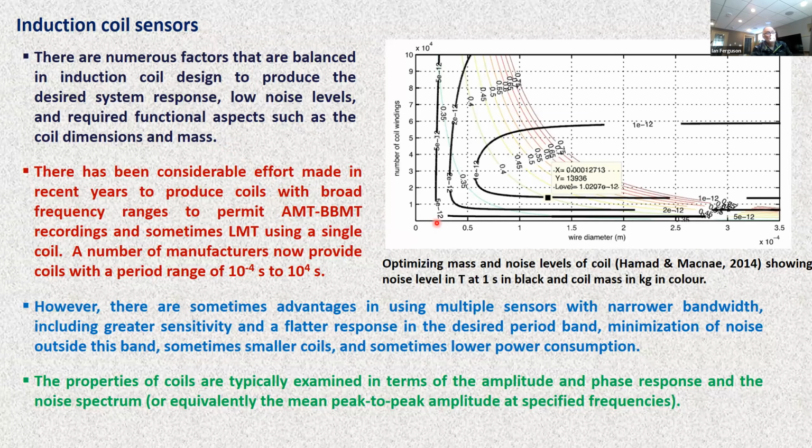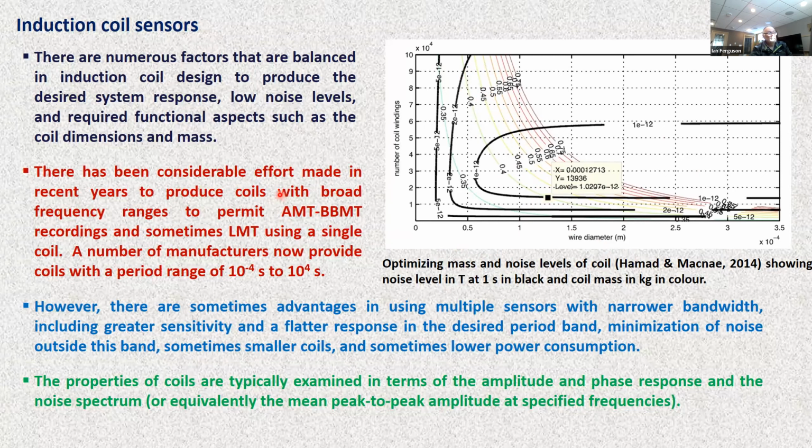And this slide just shows an example in which nonlinear optimization was applied to coil design. It's showing the number of windings versus the wire diameter. And the black curves show the noise level of the system. And the desired noise level here was 1 picotesla at 1 hertz, and that corresponded to this point here. The colored lines show the mass of the coils in kilograms. So in this case, the desired noise level was obtained at a 0.4 kilogram coil. And this example comes more from a controlled source EM, rather than MT.